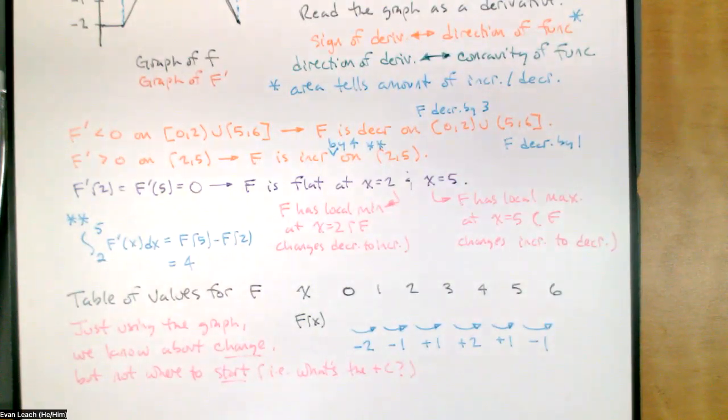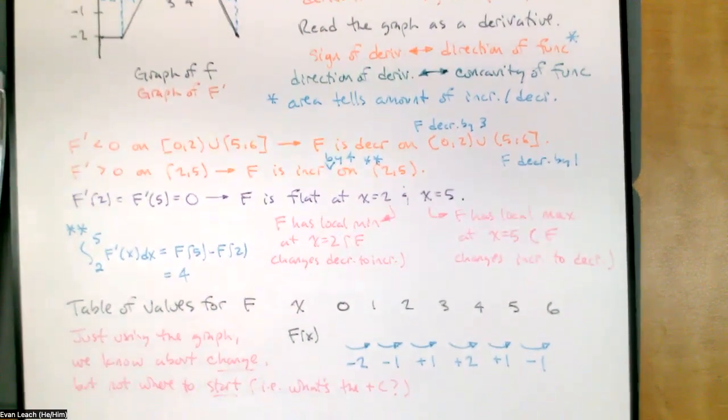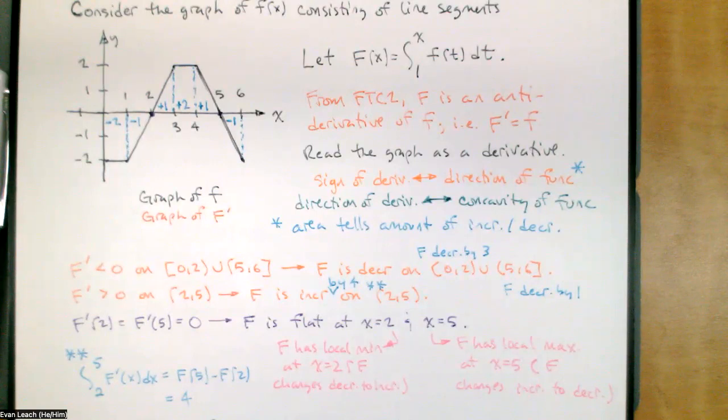From an integration standpoint, we don't know what the plus C is. We have to have an additional piece of information we don't get from the graph. The graph just tells us that we drove 400 miles. It did not tell us where to start. But if we go back to the original definition of capital F, it is the definite integral from 1 to x of f of t dt. And so that contains information about where to start. In particular, it gives us a place where the function is equal to 0.